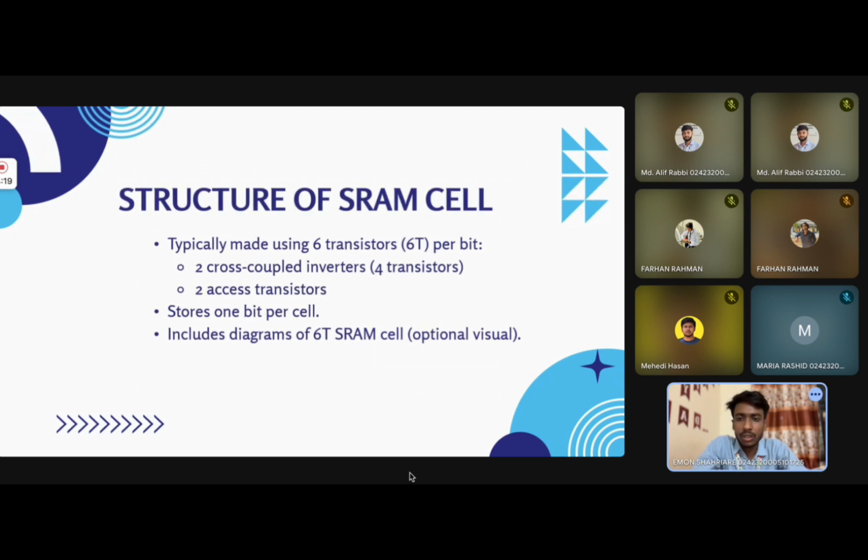Here we include the structure of a static memory cell. It is typically made using 6 transistors per bit: 2 cross-coupled inverters, which use 4 transistors, and 2 access transistors. Static memory stores 1 bit per cell, and we include an optional visual diagram of the 6-transistor static memory cell. Now I call my next team member Mehedi Hassan to describe the next part.